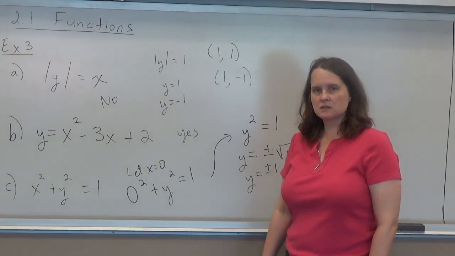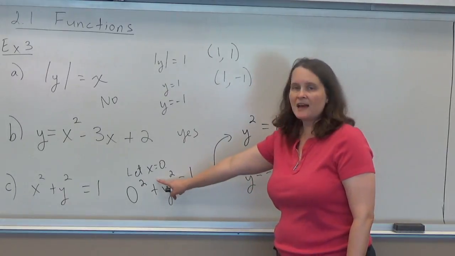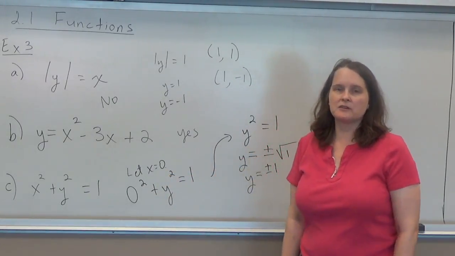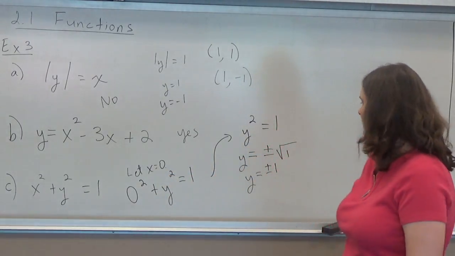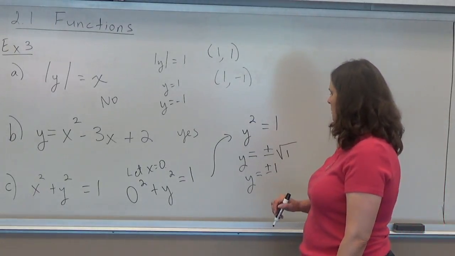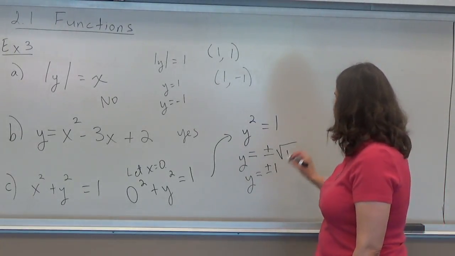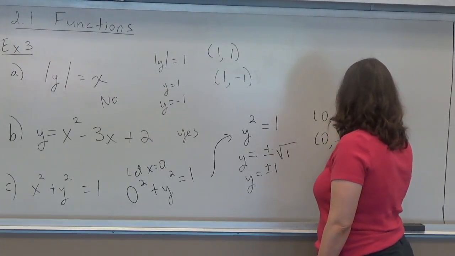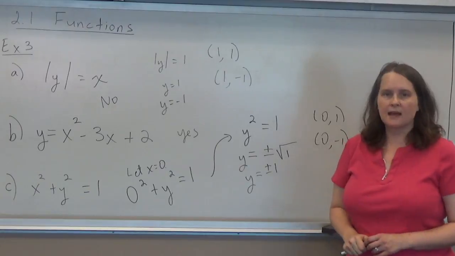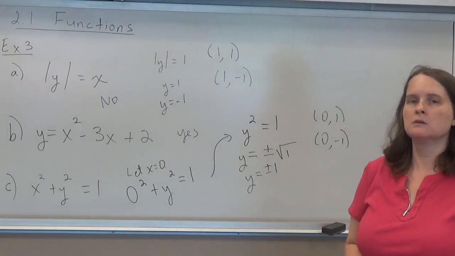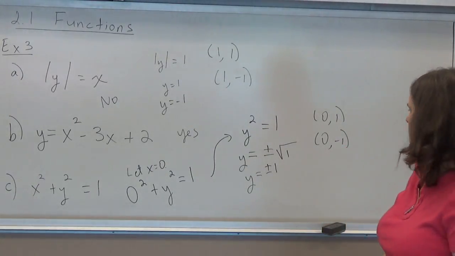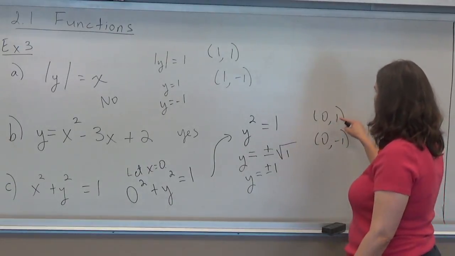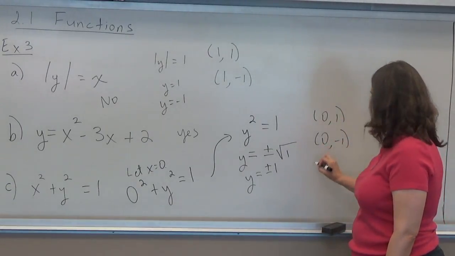What does that tell us? When we put in 0 for x, how many y values did we get back? We got 2 possible y values. So we've got 2 ordered pairs. We've got the ordered pair 0, 1 and the ordered pair 0, negative 1. Is that a function? No, that's not a function because you've got one x being matched with more than one y value, so not a function.